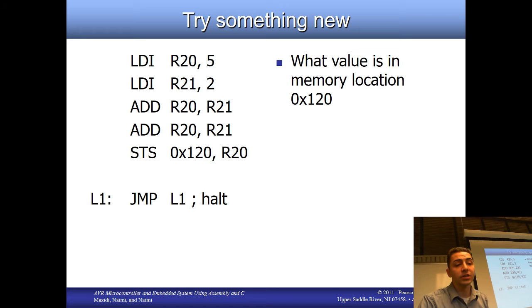9. I got to actually read it now. 5, 6, 7, 8, 9. Yeah, I agree. 9, because this first one is going to change the value in R20. R20 is going to become 7. R21 remains unchanged. So 7 plus 2 on this next line is 9. And finally, we store that number 9 into address 120.